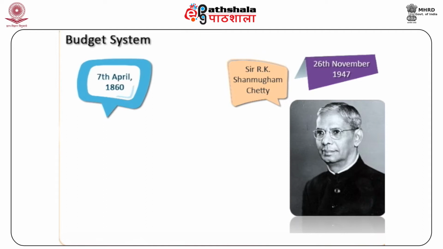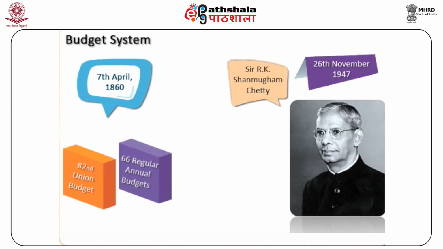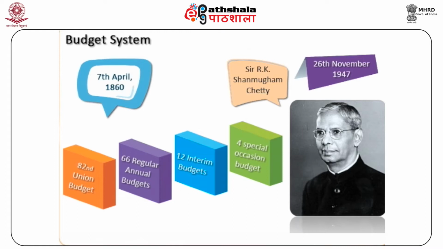The 2013-14 budget is the 82nd Union Budget of India from the year 1947, including 66 regular or normal annual budgets, 12 interim budgets, and 4 special occasion budgetary proposals or mini budgets.